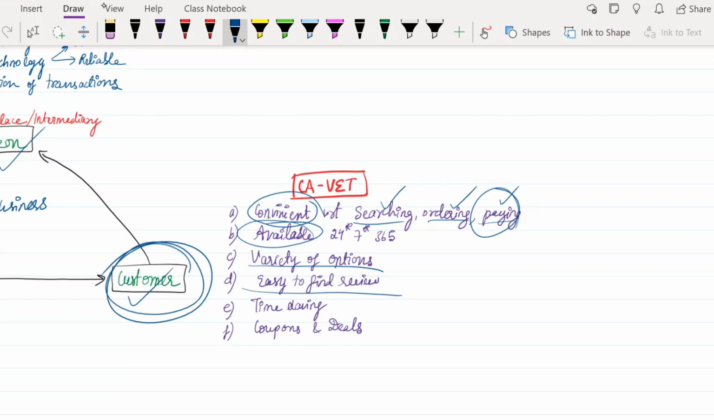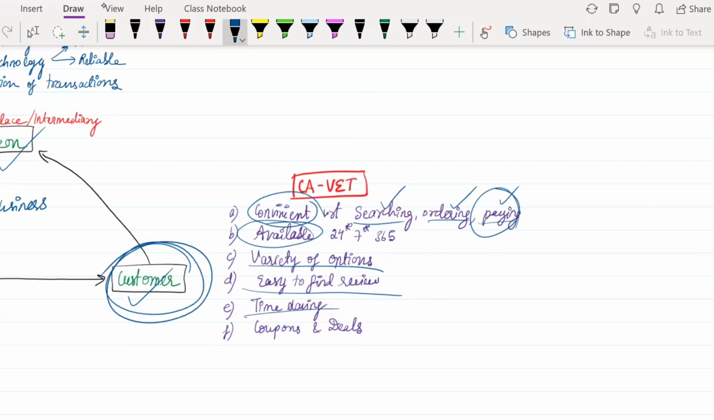Next is easy to find reviews. If I'm going to a shop and buying something, suppose imitation jewelry, what happens with jewelry is that usually it turns black very soon. The more you wear it, the more black it will turn. We will not be able to know which vendor is selling high quality jewelry and which is selling low quality jewelry. But on an e-business site, if you swipe down, you have all the reviews written there. You can read through the reviews and get the knowledge on how good or bad the product is.